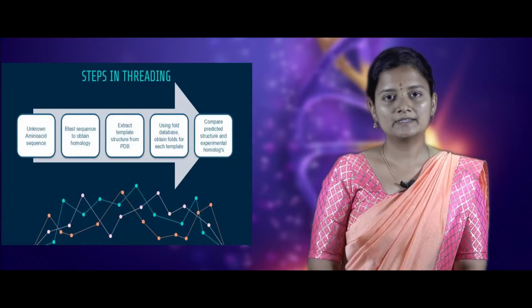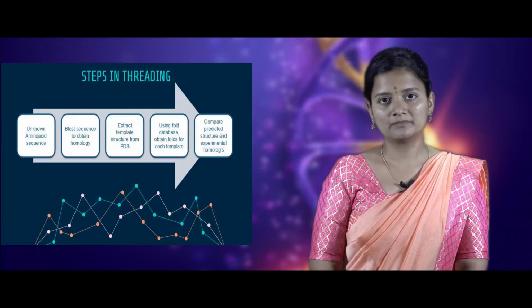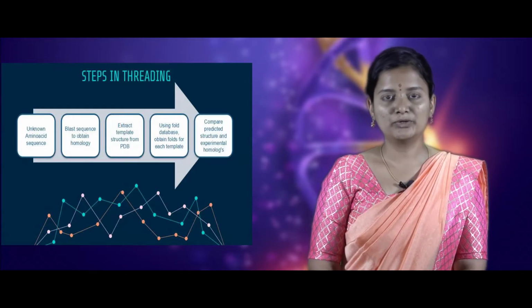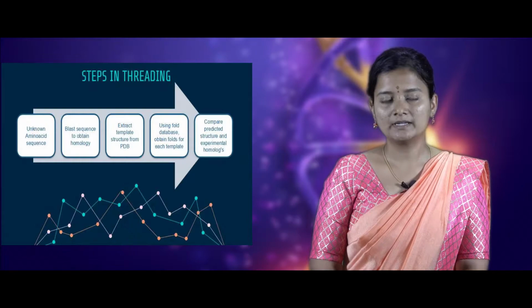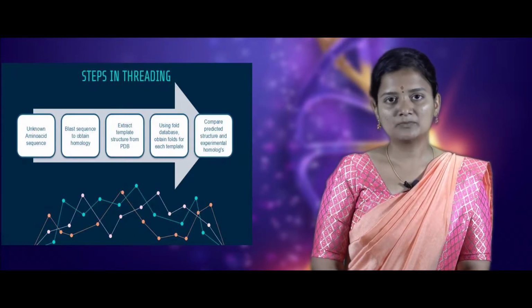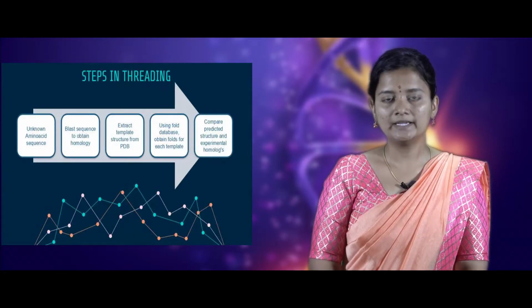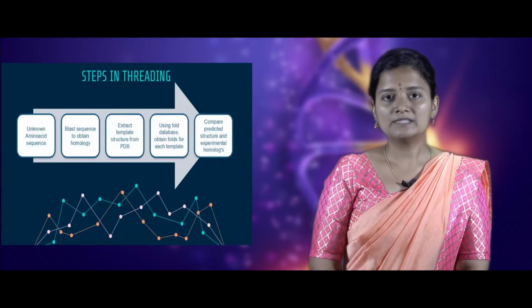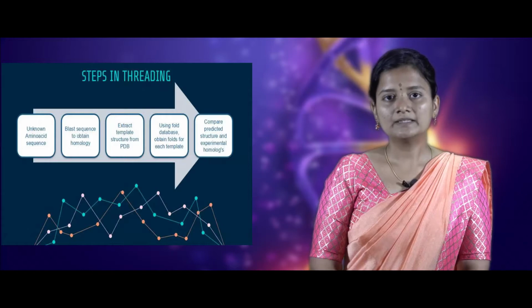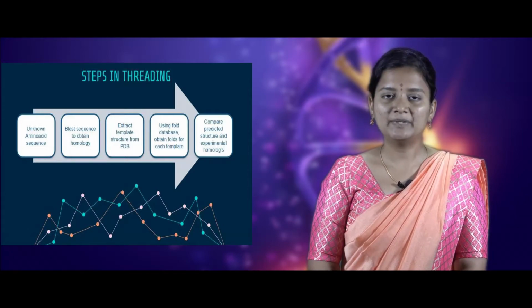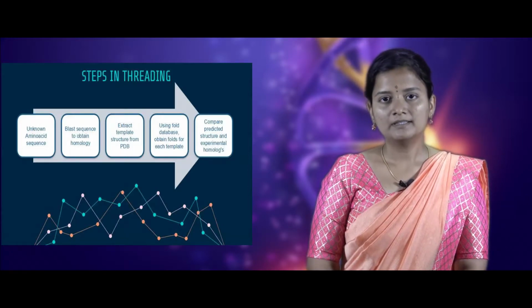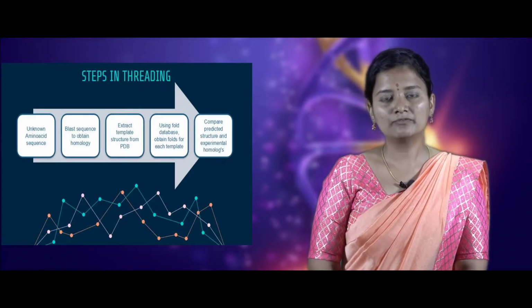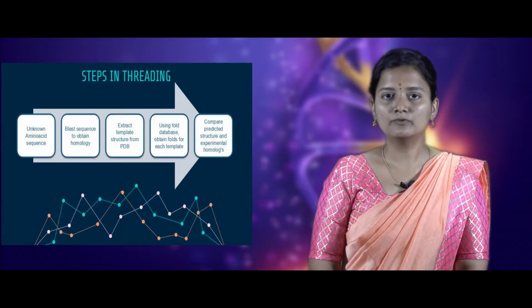Now we are going to discuss the steps involved in the threading method. Initially, we will have an unknown protein sequence or amino acid sequence. Then we will perform a BLAST program in order to find the identity and similarity of the target sequence to the template sequences. Once we get the template sequence, we will get the template structure from the PDB databases. After that, the template structure will be taken to the fold database in order to find the fold templates.